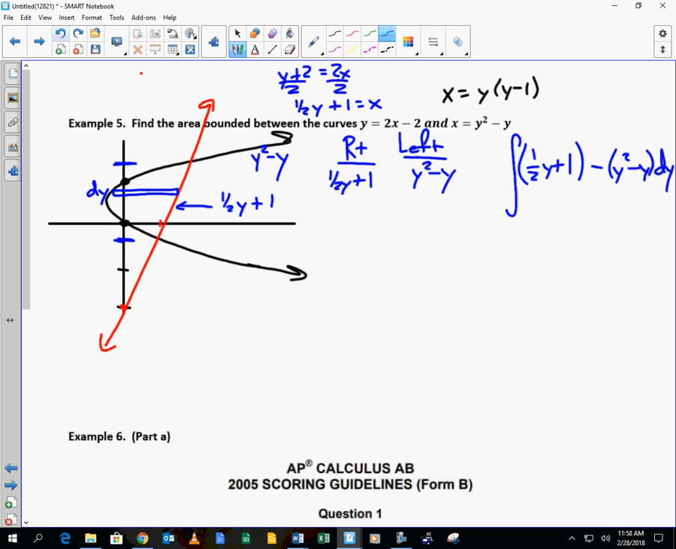Set them equal to each other. These are both x equals right now, right? So we'll set them equal to each other. So y squared minus y equals 1/2 y plus 1. I want to solve that equation. I'm going to get rid of the 1/2. I'm going to multiply through by 2: 2y squared minus 2y equals y plus 2. So 2y squared minus 3y minus 2 is equal to 0.